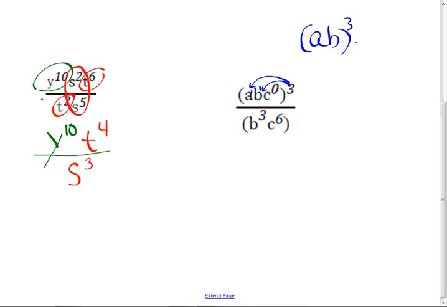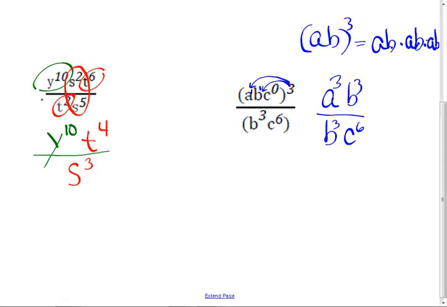What does it mean? It's ab times ab times ab. How many a's are there? 3. How many b's are there? 1, 2, that's 3. I'm not going to skip steps because I want to make sure you understand it. And then I've got b cubed over c times c to the 6th. Now I can get rid of them, and I'm left with a cubed over c to the 6th.